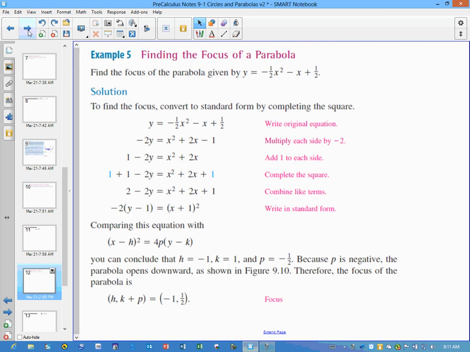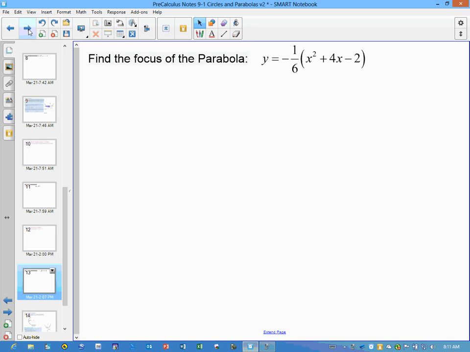Alright, let's look at an additional example of this, of course. Alright, here we have the parabola in this equation. And again, I don't like to work with fractions if I don't have to. So first thing I'm going to do is multiply through by a -6. And when I do that, this is the equation I get with no fractions. And now I'm going to bring the constant to the other side, which makes it a +2.